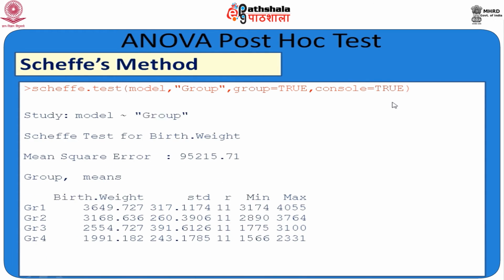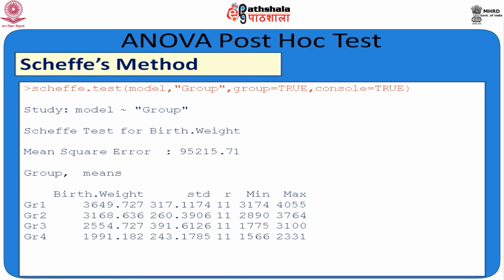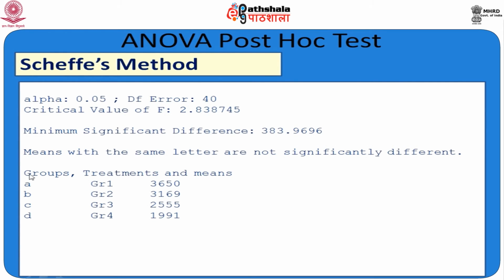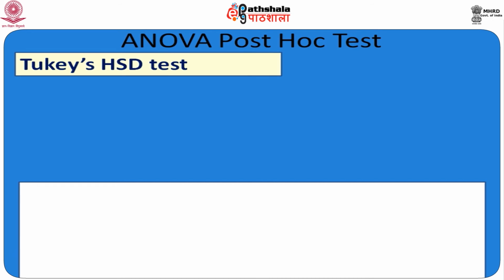The results should be as it was there in the LSD test, and you should focus on the last table, that is A, B, C, D. That means all 4 letters are distinct, they are different, so all the groups are significantly different. All the pair comparisons are significantly different. Another test is the Tukey HSD test.